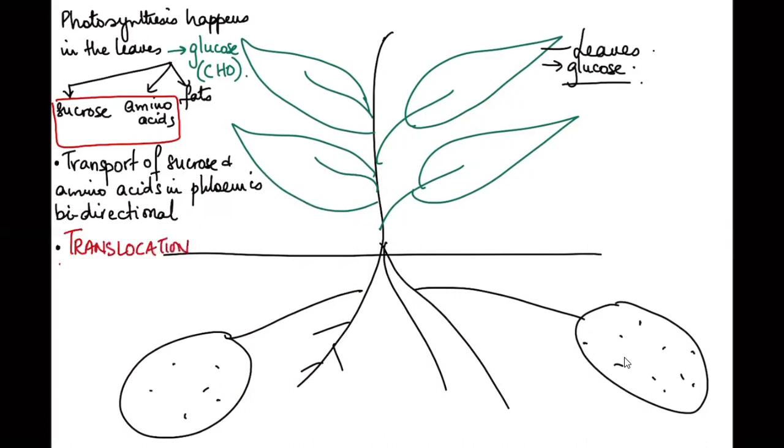So this means that whenever in plants, I'm talking about plants only, you come across this word translocation, the first thing that should come in your mind should be the transport of sucrose and amino acids in the phloem. So what do I mean when I say translocation? I mean this: sucrose plus amino acids in the phloem. Translocation.